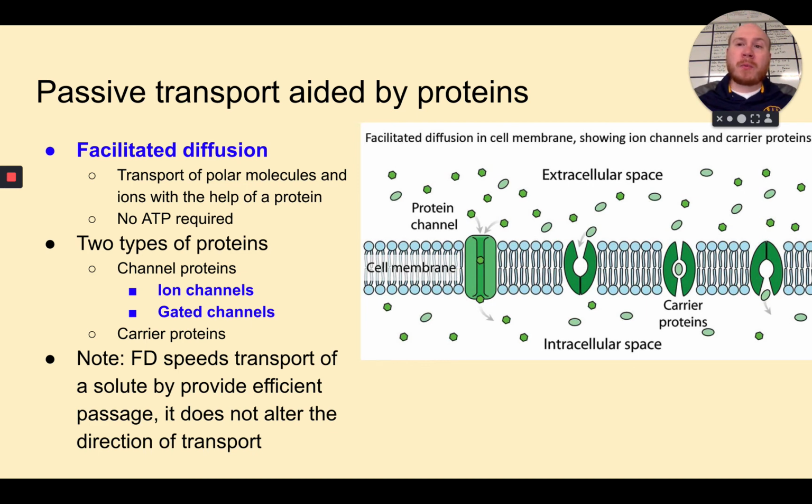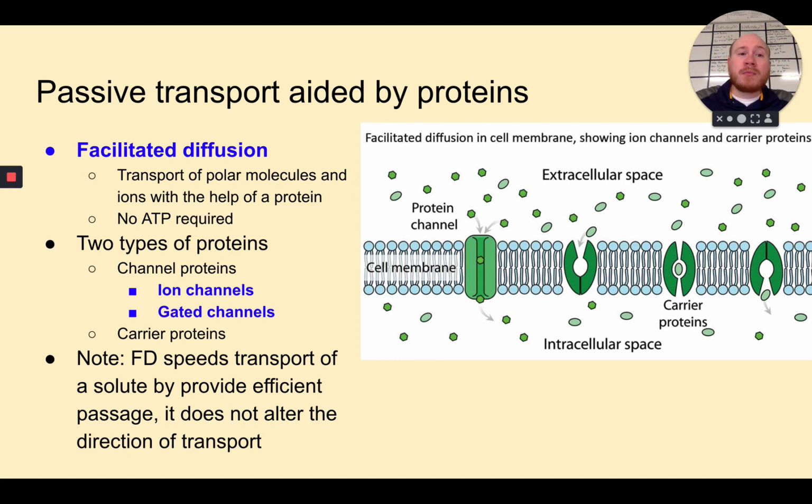Sometimes passive transport needs help by proteins. Anytime we have passive transport that is helped with proteins, we call it facilitated diffusion. It's still diffusion, it's still going with the gradient, but it needs help. Facilitated means help. So facilitated diffusion is a transport of polar molecules and ions with the help of a protein. No ATP is needed for this, so this is again just passive transport.